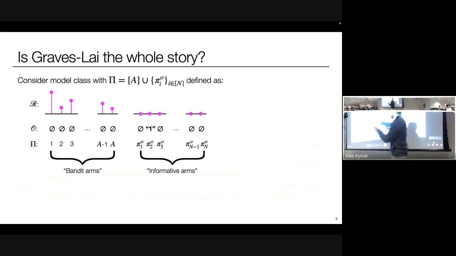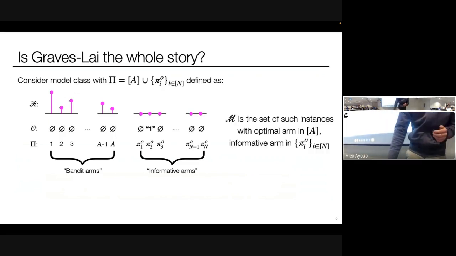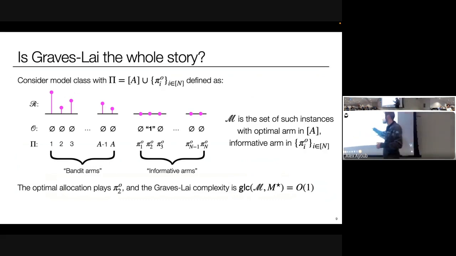However, every other one of these arms just gives you a null observation. And so we'll make a model class to be the set of all such instances, with all possible informative and optimal arms. As I just said, the optimal thing here is just to play pi 2. And you can show that if you do this, the Graves and Lai constant scales as O of 1. This is better than if you treated this as a bandit and ignored the informative arms, where your Graves and Lai constant, or the complexity, would scale at least with A. So you're going to be doing better by pulling the informative arm.